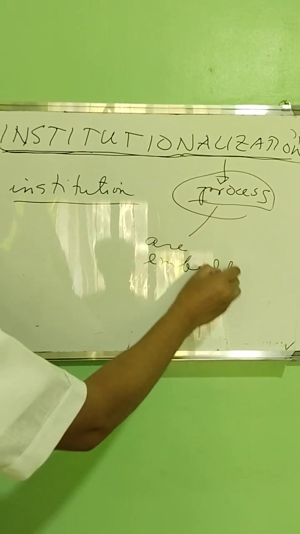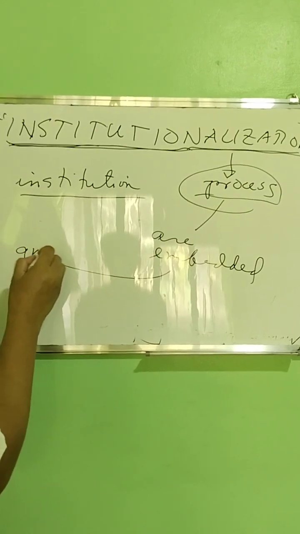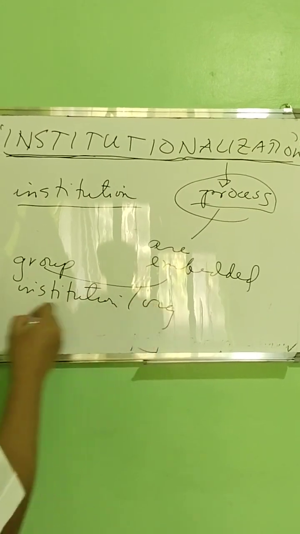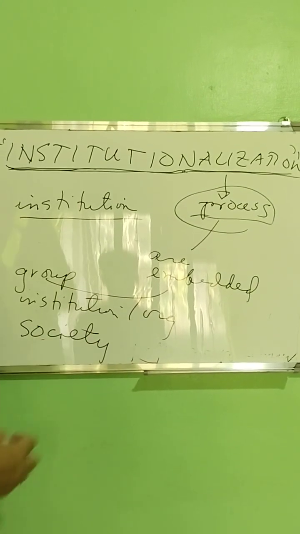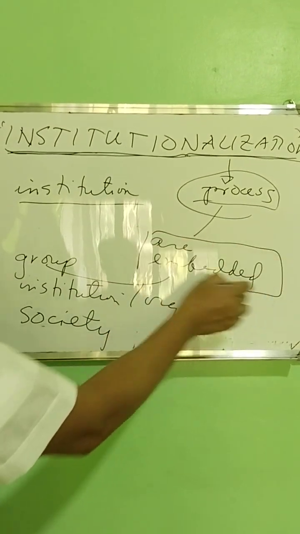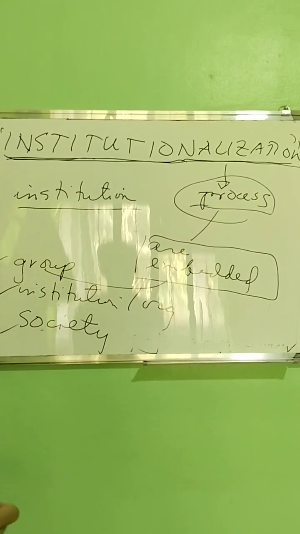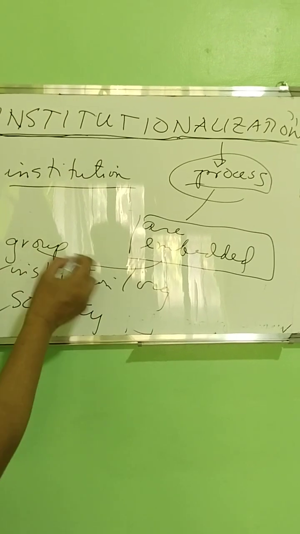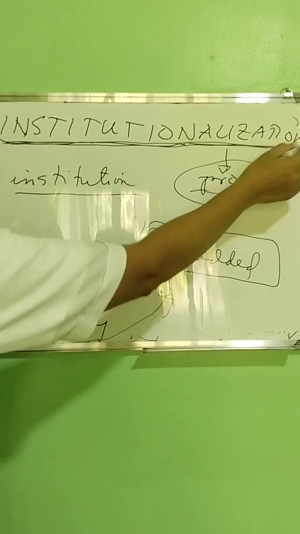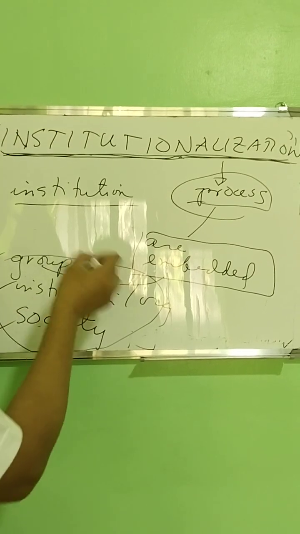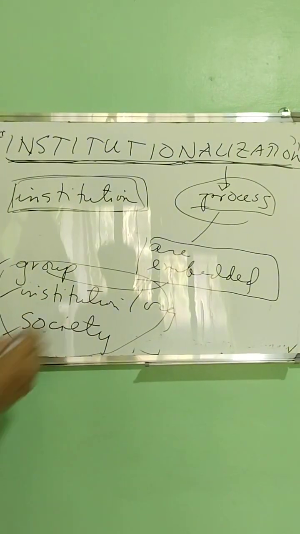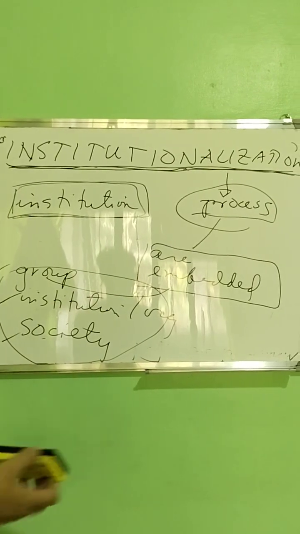Embedded where? In a group, in an institution or organization, or in society. So, in short, if the norms or values or beliefs had already been embraced or followed by a group, by an institution, or by society, collectively, then there is already what we call institutionalization. It becomes a part of the way of life, already an institution in that particular group, society, or organization.